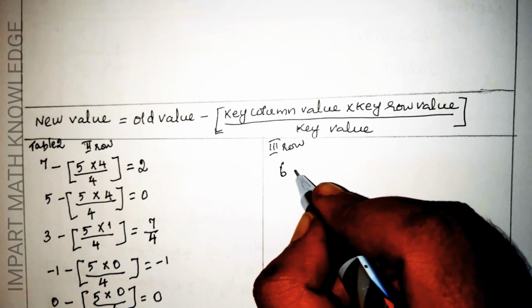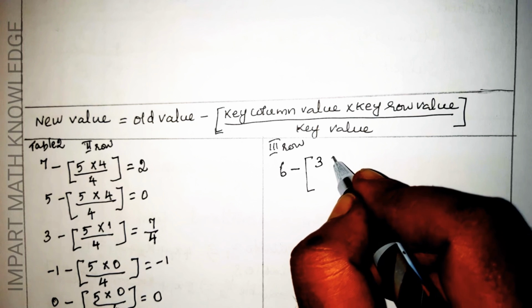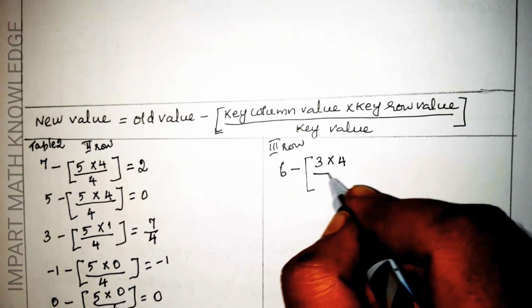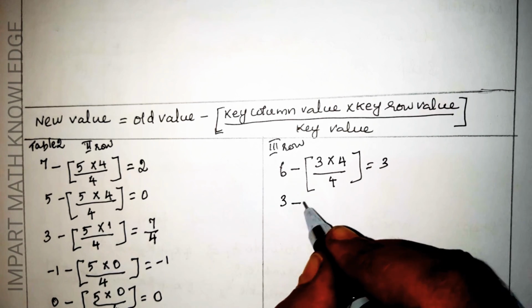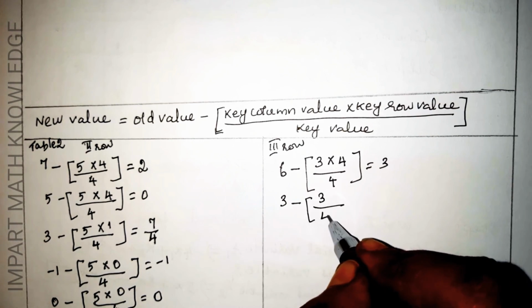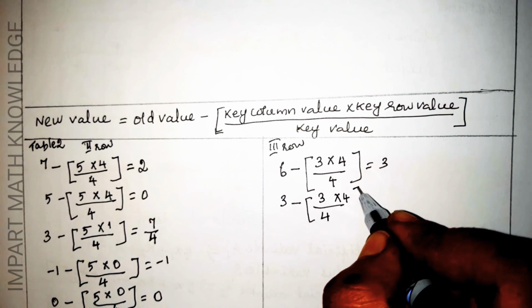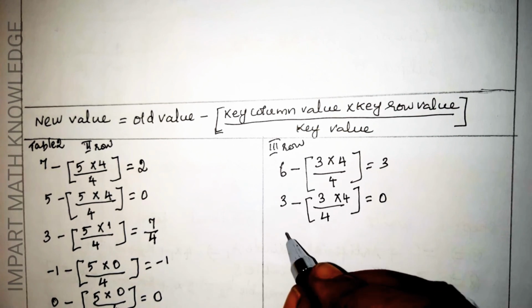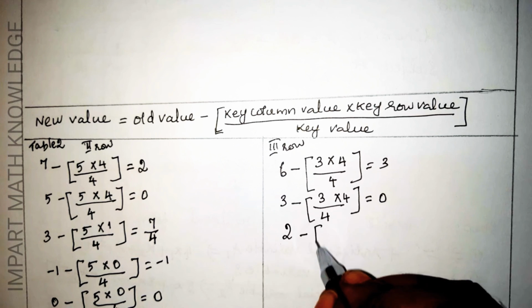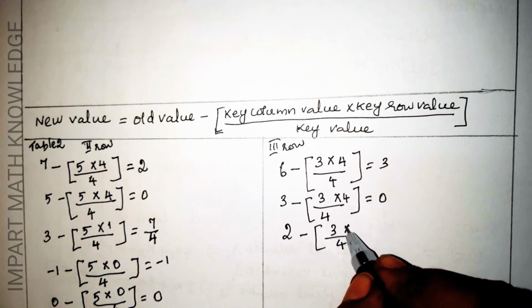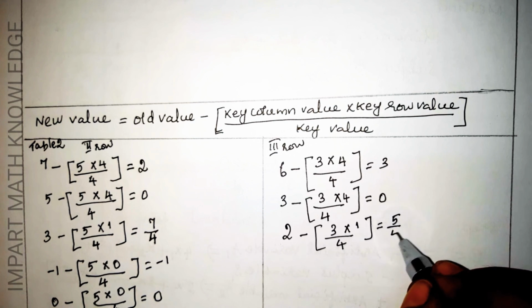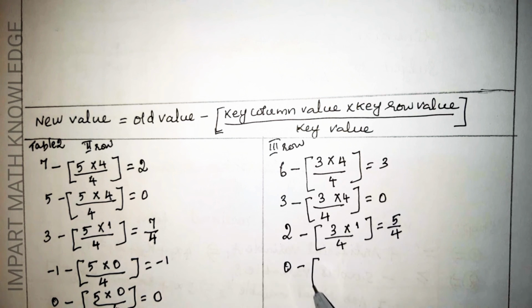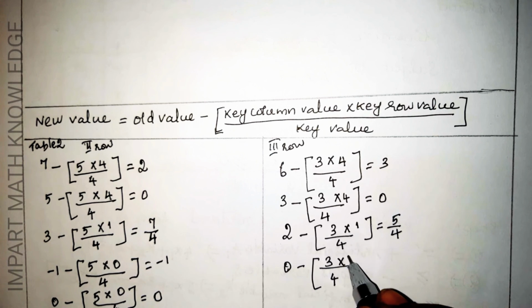Old value is 6 minus key column value, key row value divided by 4, that is 3. Old value is 3, key column value, key value into key row value, that is 0. Next old value is 2, 2 minus 3 by 4 into 1. So the value is 5 by 4. The next value is 0 minus 3 by 4 into 0. So the value is 0.